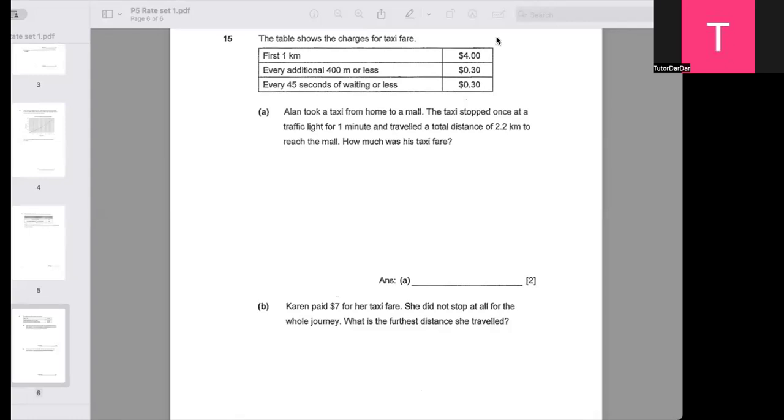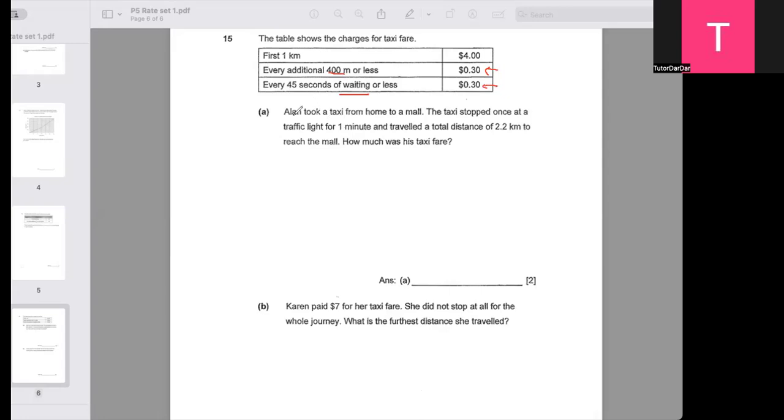The table shows the charges for taxi fare. First 1 kilometer, you have to pay $4. Every additional 400 meter or less, they don't care if you drive for another 400 meter, or 100 meter, or 150 meter, you still have to pay 30 cents. They count it as 30 cents. And every 45 seconds of waiting, for whatever the reason, they will still charge you 30 cents per every 45 seconds.